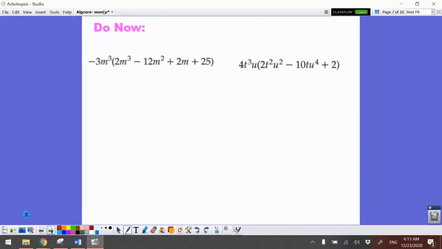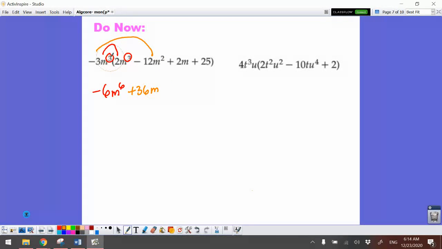Okay, let's see how you did. So remember back to yesterday, where we had to multiply the coefficients and add the powers. So -3 times 2 is -6, and 3 is going to give me 6. There's my first multiplication. Let's go again. -3 times -12 is a positive 36.